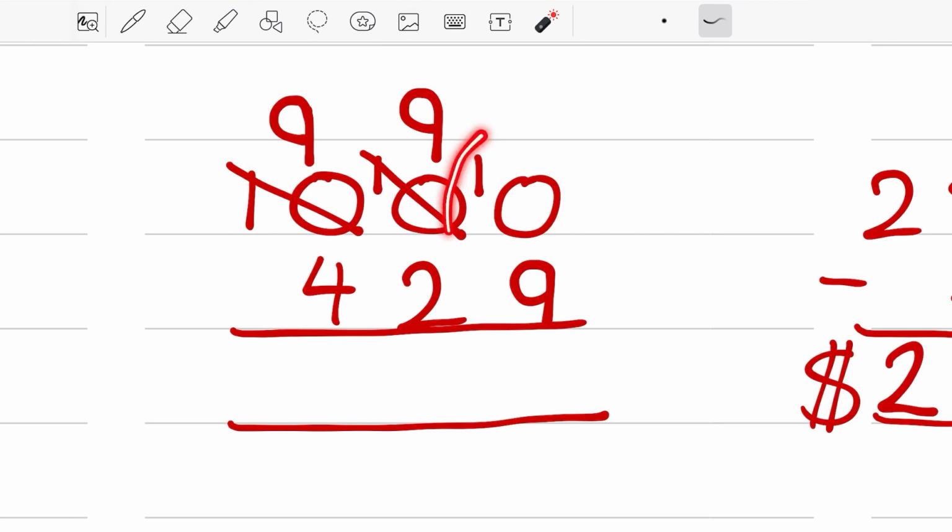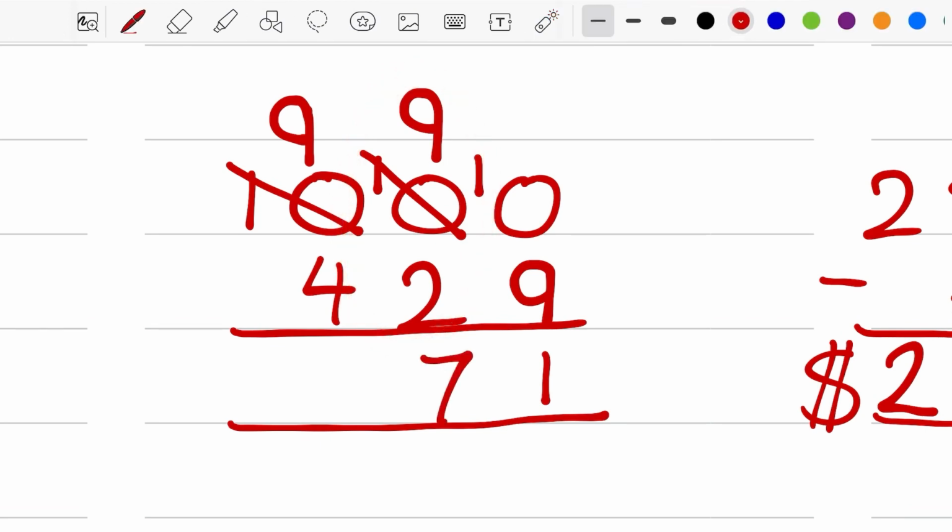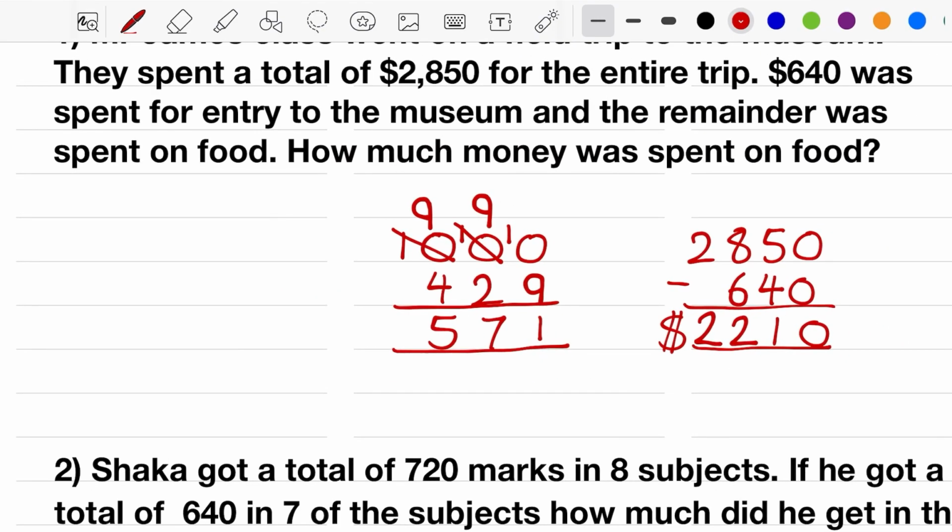So let's go. 10 minus 9 is 1. 9 minus 2 is 7. And 9 minus 4 is 5. So your answer is 571. And remember to put your units if units was given.